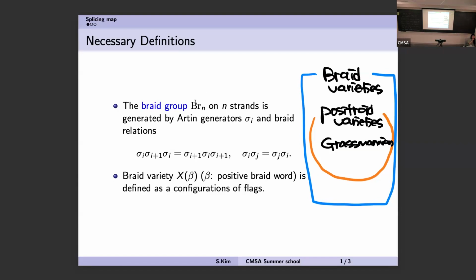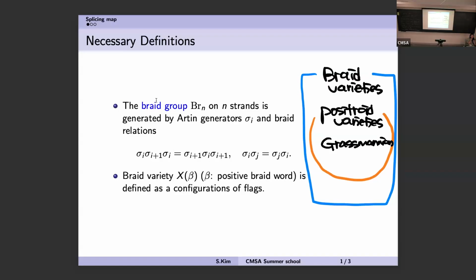The word braid comes from the braid group, denoted by BR_n. The braid group has generators called the Artin generators, and these satisfy a relation which seems similar to the symmetric group, but the only difference is that we no longer have sigma_i squared equal to the identity, which was the case in the symmetric group. And I will focus on some specific braid words from this positive braid group, called positive braid words.